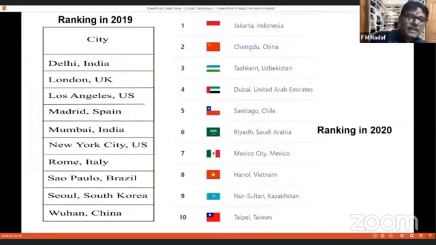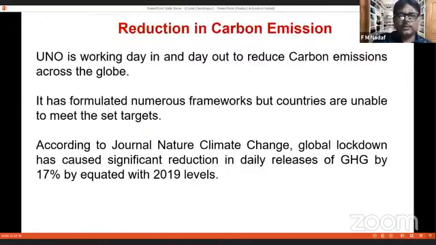If we go back to 2019, prior to COVID-19, out of the 10 top polluted cities in the world, New Delhi ranked number 1 and Mumbai was at number 5. Now, in the present list, neither Delhi nor Mumbai is there. It means that the impact of COVID-19 on India is more than on the rest of the world.